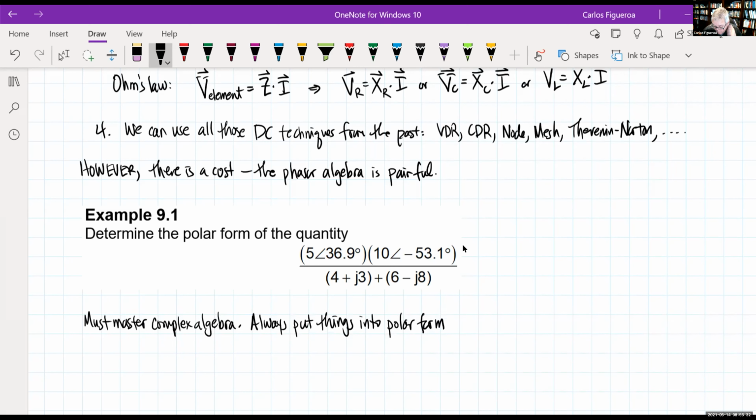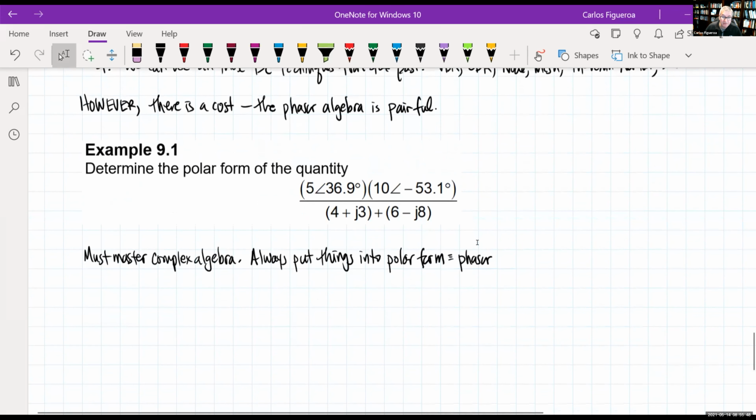Why? Because polar form implies a phasor. We want it in terms of phasors because it's just easier. That's why. The first thing we'll do is focus on the numerator. If I take the numerator, we can see that it's really 5 at 36.9 degrees times 10 at minus 53.1 degrees.